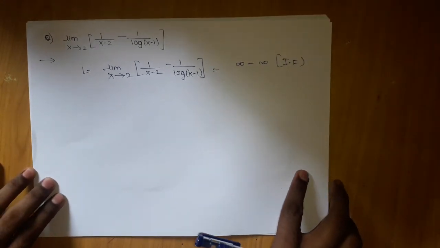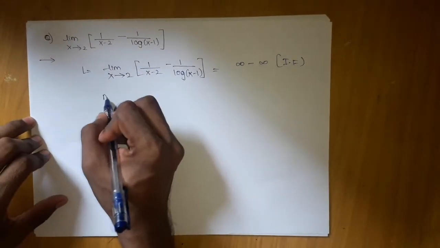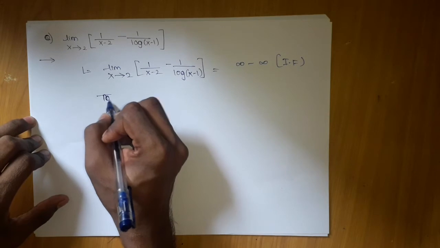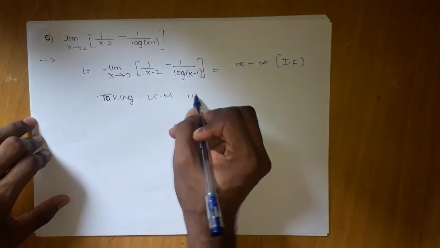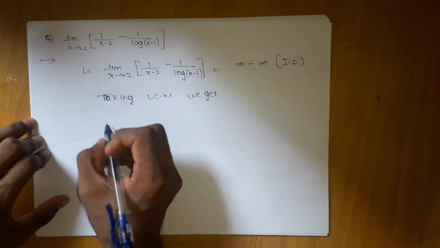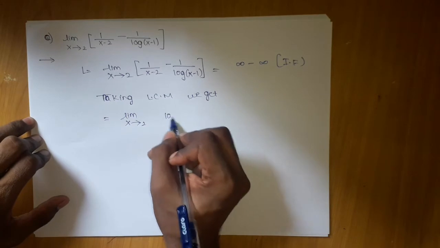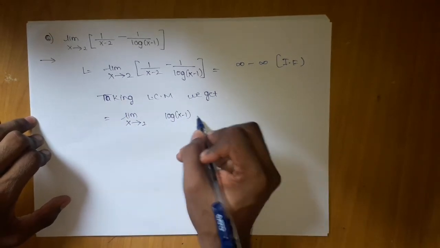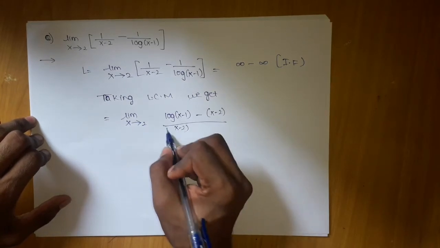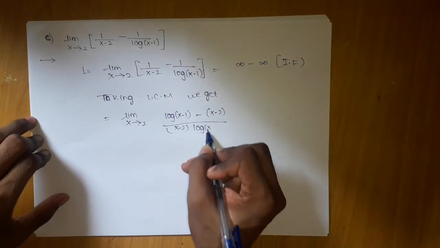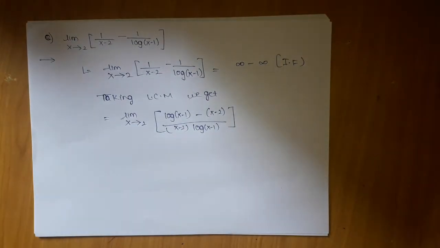After doing this, what do you have to do? Just take the LCM. Taking the LCM, we get limit x tends to 2, log x minus 1 minus x minus 2, by x minus 2 into log x minus 1. Okay, so we are getting this thing.